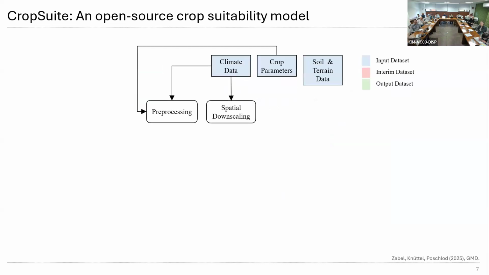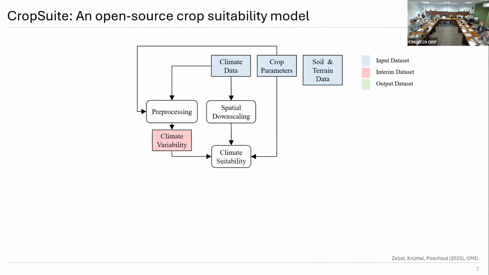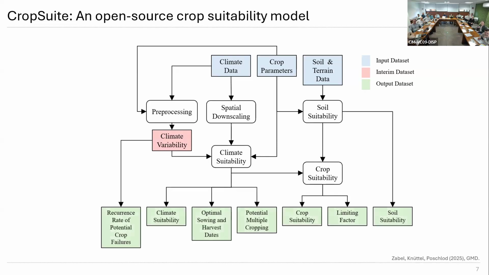So the model requires different input data: climate, crop parameters, soil and terrain data. Then we have included a spatial downscaling for the climate data. That allows us to really go to very high spatial resolution. That's a statistical downscaling approach. For the climate data, there is some pre-processing required. Then we calculate climate variability also to consider that specifically. Then we get a climate suitability. For the soil data, we get a soil suitability. And then combining these two, we get a crop suitability.